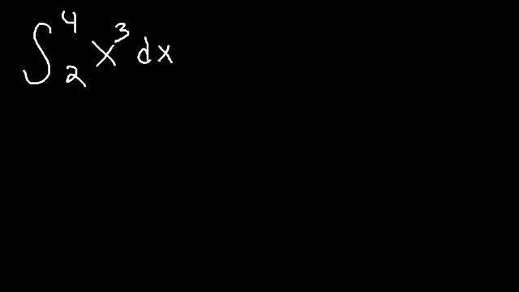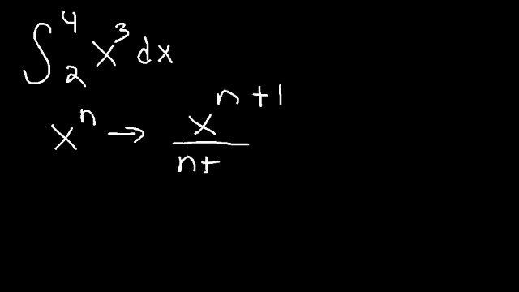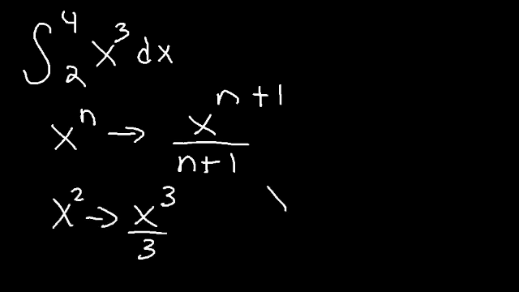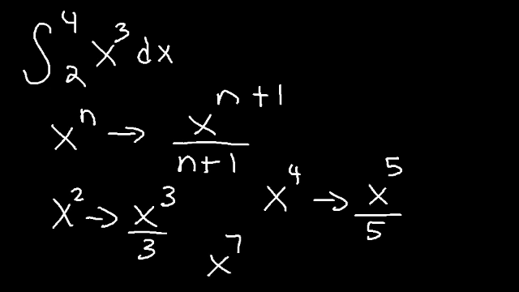Well, let's review some basics. If you want to find the antiderivative of x to the n, it's going to be x to the n plus 1 divided by n plus 1. So the antiderivative of x squared is x cubed divided by 3. The antiderivative of x to the fourth is x to the fifth divided by 5. And for x to the seventh is x to the eighth divided by 8.